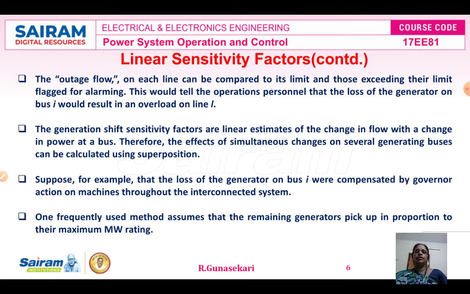For example, the loss of the generator on bus I may be compensated by the governor action on the machines throughout the interconnected power system. Frequently, one method used assumes that the remaining generators pick up in proportion to their megawatt rating.